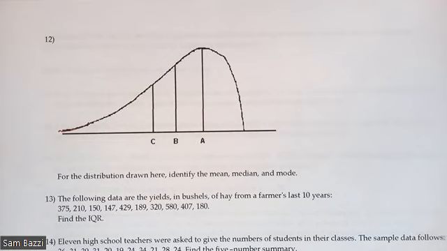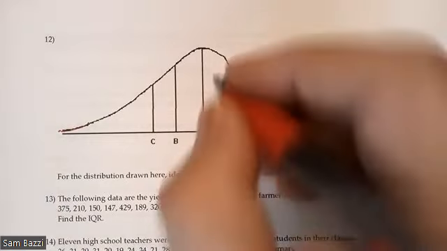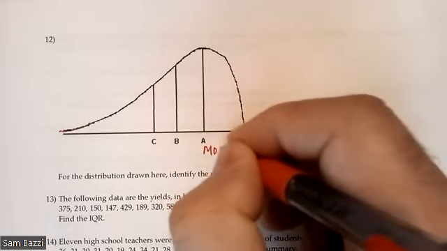Let's start with the mode. It's the easier one to do. Which one is the mode, guys? The mode is the one that occurs most often. So what do you think? Which one is the mode? A. Very good. It's A.